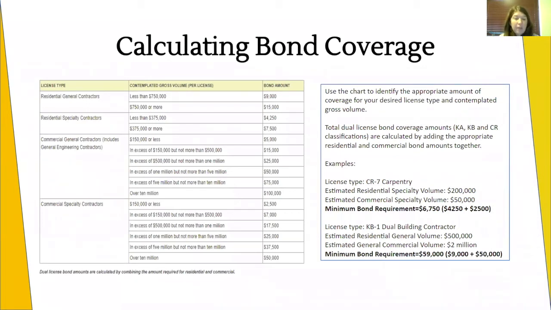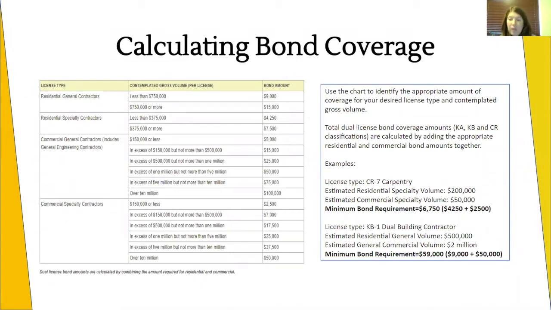And so in that first column, that's the license type. So you'll go to the classification you're applying for. Second column is that estimated volume. And then that third column shows you the amount you're going to need to get us. If you're going to apply for a dual license, you'd need to add up the minimum residential amount and the minimum commercial amount to come to your total bond amount, which is what this text box over here is explaining. If you have any questions about your bond, feel free to call us and we can go over the specifics with you.